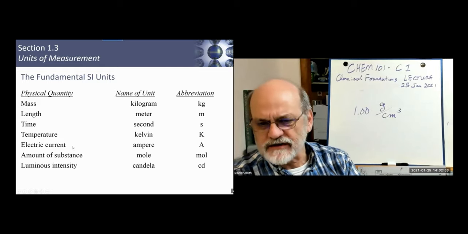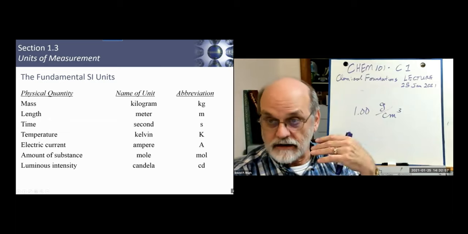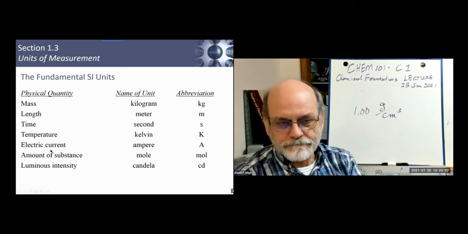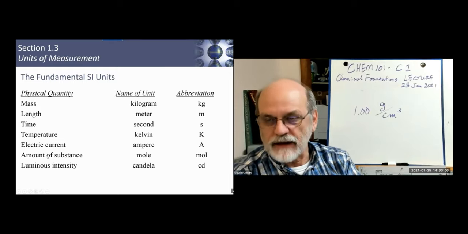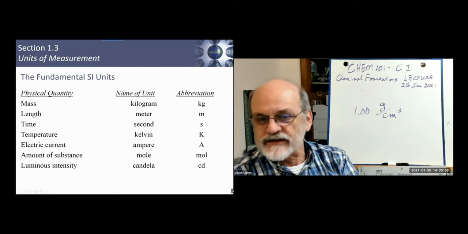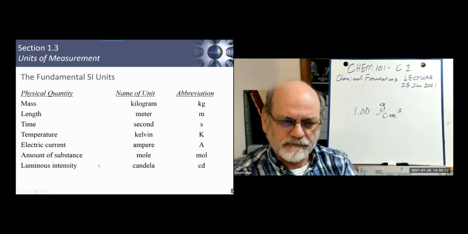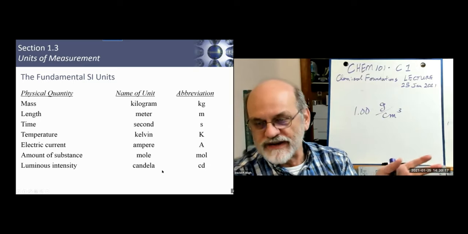Electric current standard is the ampere. We're not going to use that in Chem 1. We get to it in Chem 2. An amount of a substance, like counting, how many things are there, is the mole. And we'll define the mole later also. Luminous intensity is the candela, we won't mess with that at all.